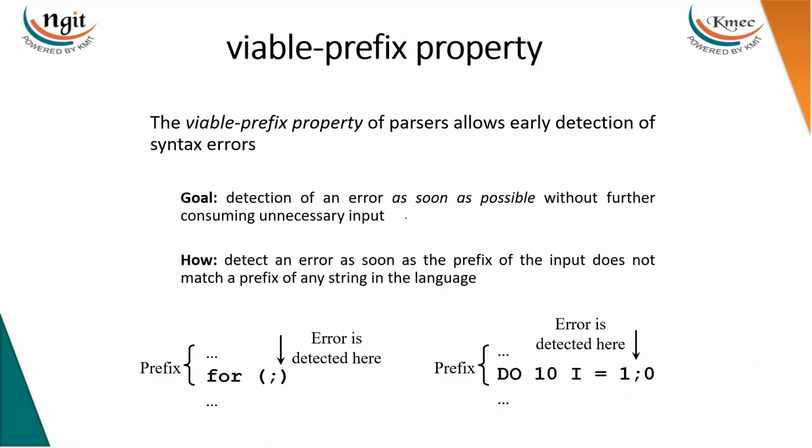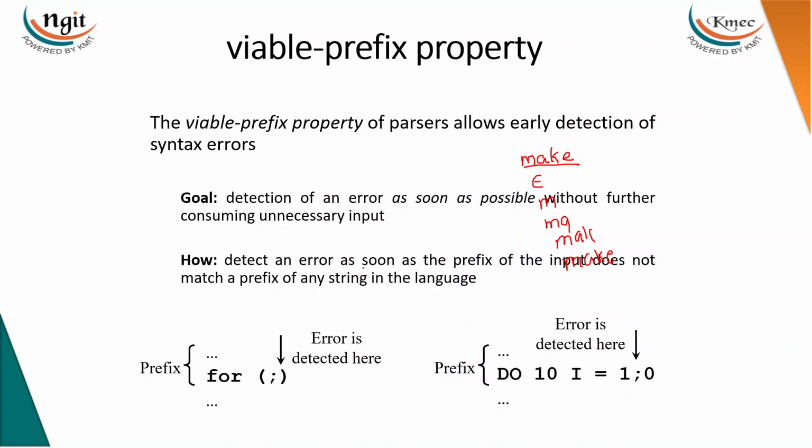Now, while you are recovering from or detecting errors, we use a property called the viable prefix property. This helps you detect errors, and the main goal is detection of errors as soon as possible without consuming unnecessary input. For example, take the string make. The prefixes of it are epsilon, m, ma, mak, make. In the same way, whenever you have written a whole statement, for every prefix it will check for errors. Whenever an error occurs, it will stop, so that we can reduce the reading of unnecessary input.